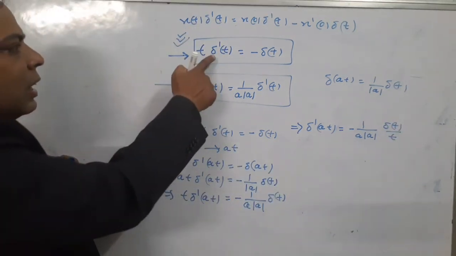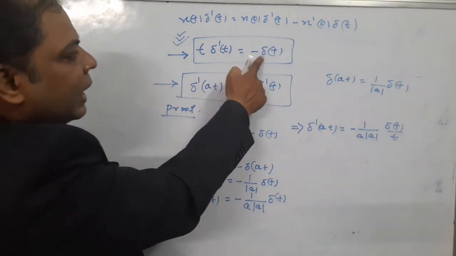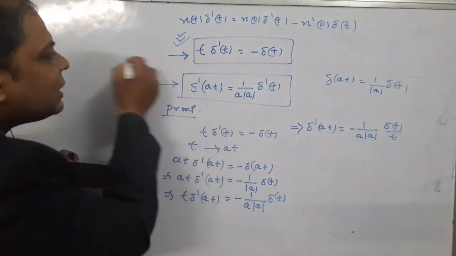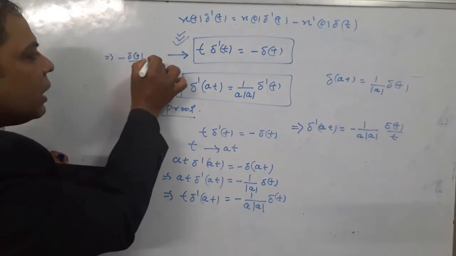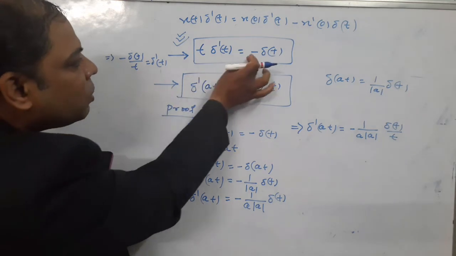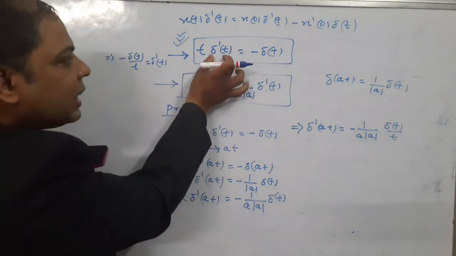ध्यान से देखो, यहाँ minus del t by t is equal to what? Del dash t. यहाँ से क्या मिलेगा? Minus del t by t is equal to del dash t. अरे क्लियर है ना? Del dash t is equal to minus del t by t.